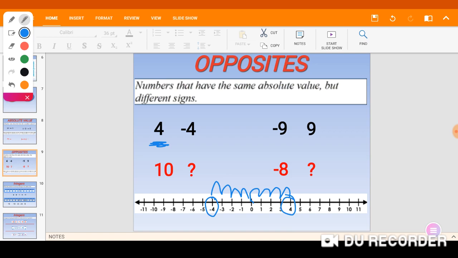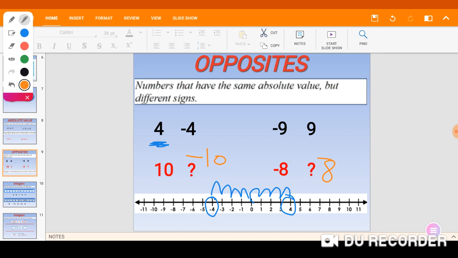The opposite of negative 9 is 9. The opposite of 10 is what? Yes, the different sign. Okay, so it's negative 10. The opposite of negative 8, yes, it's 8. That's right.